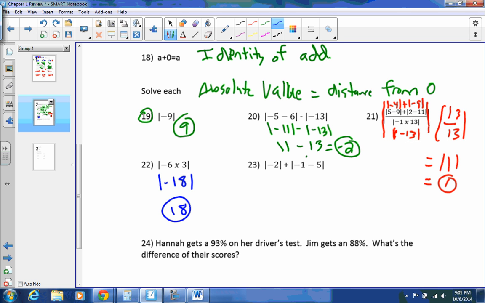And then lastly, let's just do what's inside of here first. Negative 1 minus 5. So you have to think, it's negative 1 degrees outside, and it goes down 5. You're down to negative 6. So the absolute value of negative 2 plus the absolute value of negative 6. So this will be 2 and 6. Add them together, you get 8. And there you go.